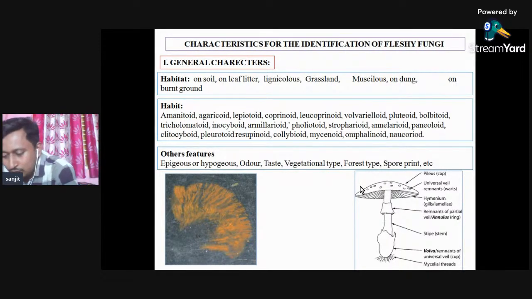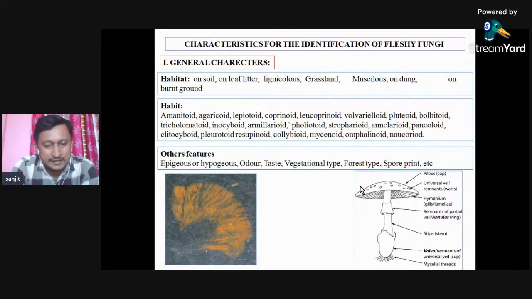Odor: there are different types of odor like fungoid, pleasant, unpleasant, ammonia-like, and fishy smell. Different types of odors are available in different types of mushroom. Taste: different types of taste. There are three to four types of taste basically. One is mild, not distinctive, sweet type of taste, acidic type of taste, bitter type of taste, etc.